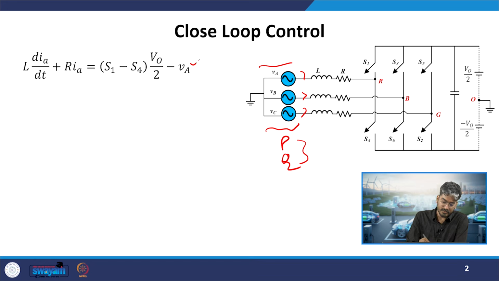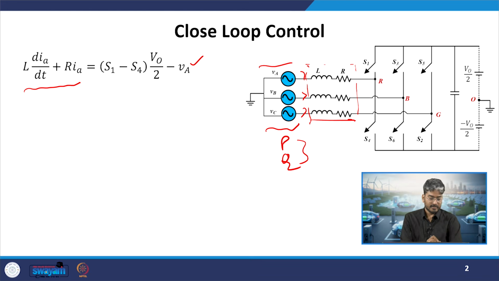So this shows the model of the three phase VSI, where this is the inductance and the resistance present between the converter and the grid. So L di by dt plus R into i will be the drop occurring in this series connection of L and R components. That will be equal to the difference between the voltages applied across each terminal, that is the voltage between these 2 points.